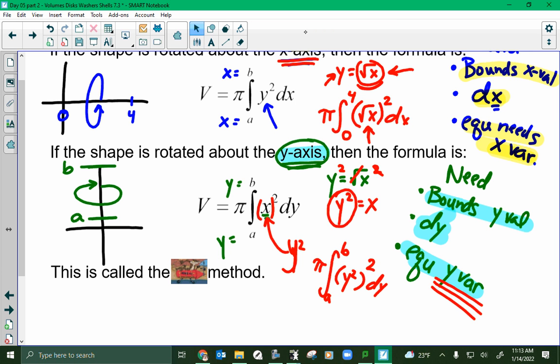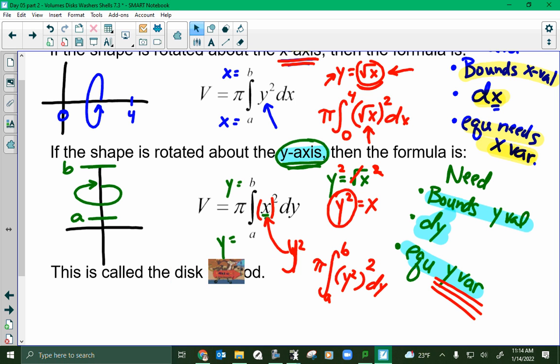Okay, so that's the big thing, the takeaway. If you're rotating around the x-axis, everything's x's. Your bounds, your dx, and your equation needs to have x's. If you're rotating around the y-axis, then your bounds should be y values. Your dummy variable, dy, and your equation needs to have the y's in it.